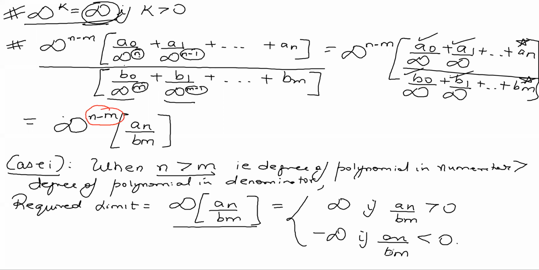So constant upon infinity is also 0. Yeah, exactly. Anything upon infinity is 0. So when we say that constant upon infinity is 0, then the sign of the constant doesn't matter. In that case, the sign doesn't matter. Very good. Yes. Anything upon infinity will be 0 irrespective of the sign of the constant.